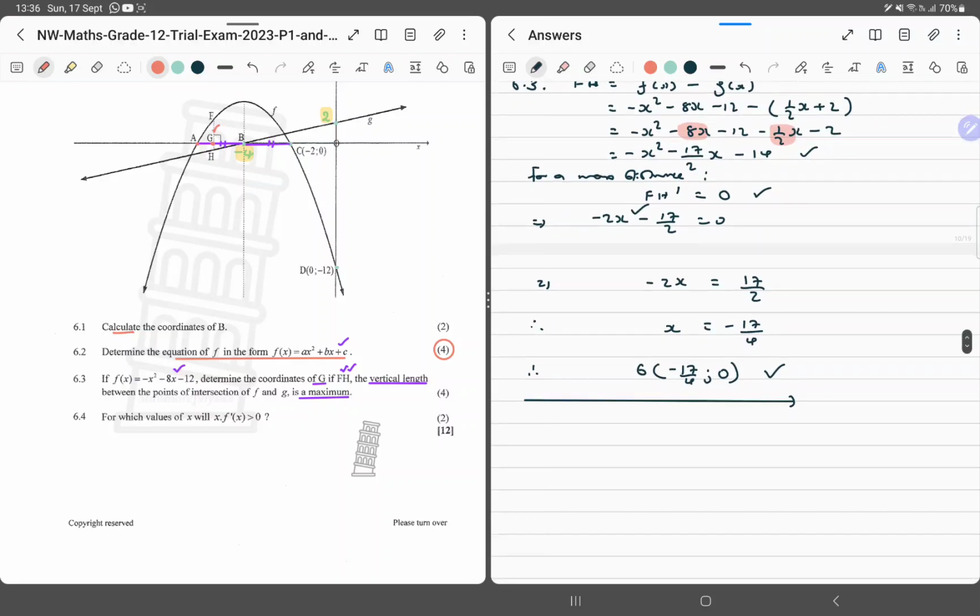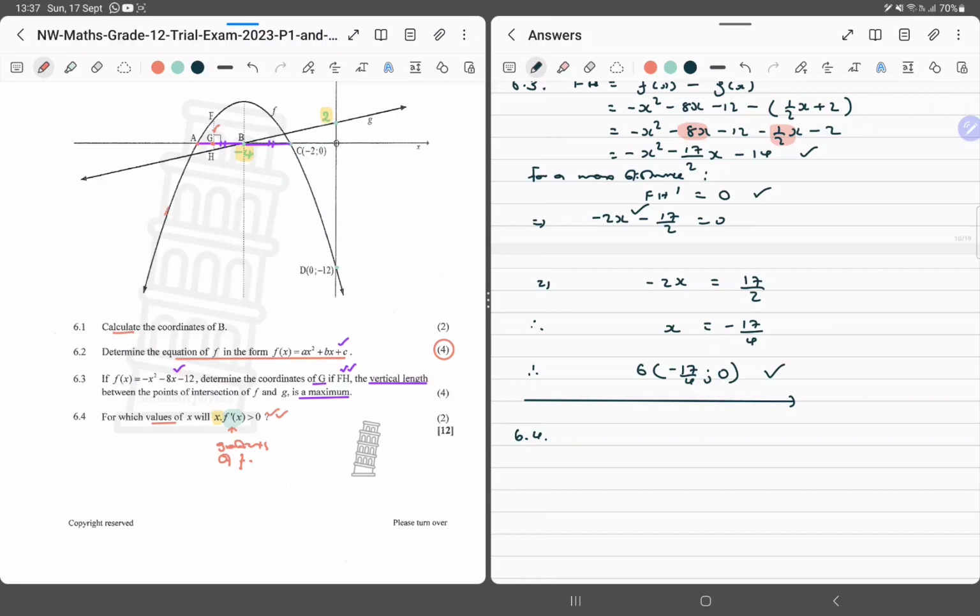Yes. Let's do the last question, 6.4. It says for which values of x is an x value multiplied by f prime, meaning the gradients of f, is that product greater than 0? Okay, not a problem. So we want x values, meaning the x-axis basically, multiplied by the gradients. F prime means gradients of f.